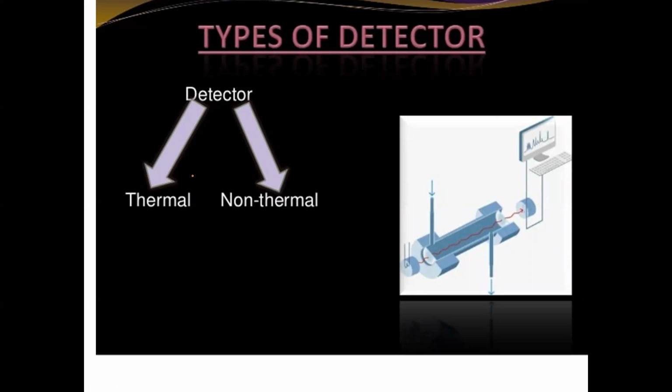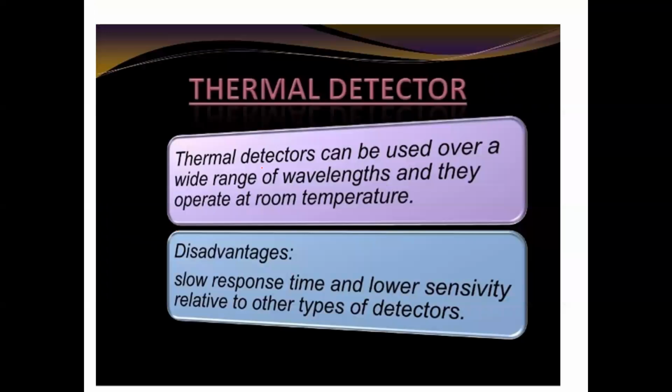So detectors are of two types: either thermal or non-thermal, okay. So what is the difference between thermal and non-thermal detectors? A thermal detector can be used over a wide range of wavelengths, and it operates at room temperature, okay. The disadvantage is slow response time and lower sensitivity relative to other types of detector, okay. So it is the drawback of this detector.